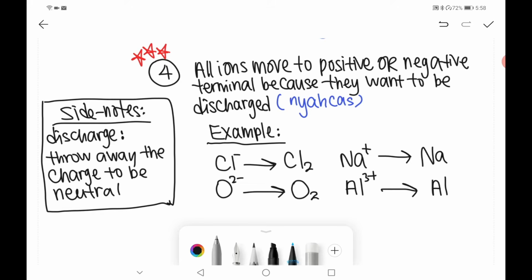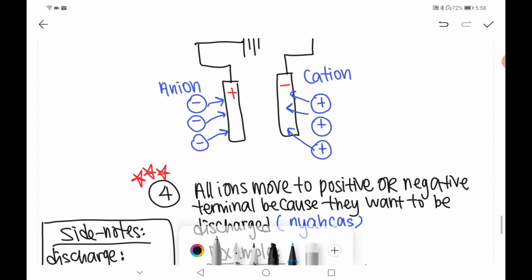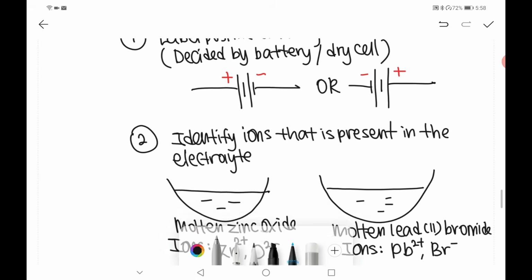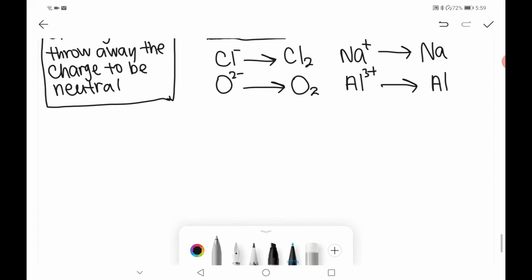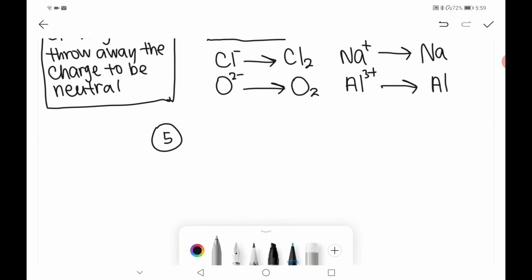So that's it. This is a very important concept that you must know. All the ions, whether they go to the anode, the cathode, the positive terminal or the negative terminal, go there because they want to discharge. They want to throw away their charge. This is a very important concept that you need to know in electrolysis. So next one, almost done already.